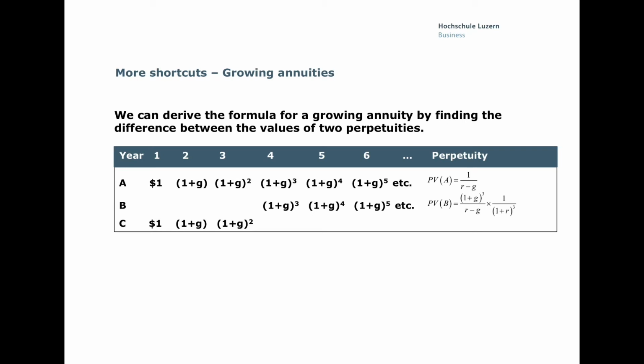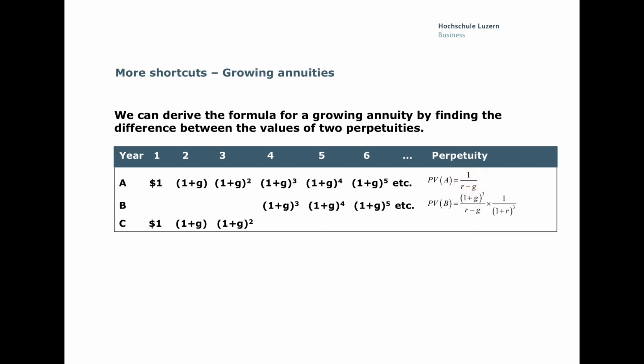The formula for a growing annuity can be derived by finding the difference between the value of two perpetuities with a constant growth rate. For that purpose, suppose that perpetuity A has an initial cash flow of 1 that grows at a constant rate g from year 1 onwards. For instance, the cash flow in year 6 is (1 plus g) to the power of 5. The present value is then 1 divided by r minus g.